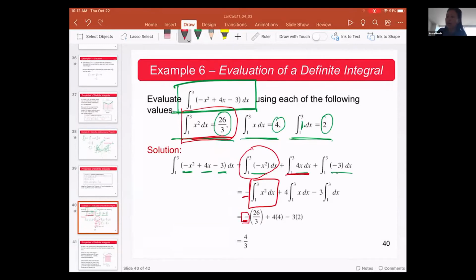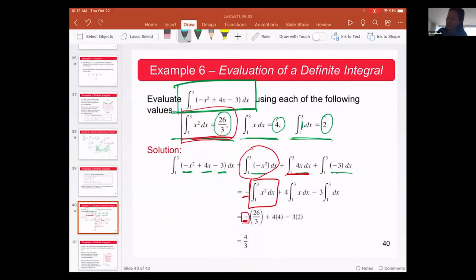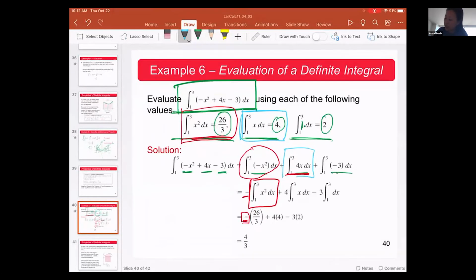This 4x, I can rewrite this problem like this. Okay, 4x, I can write down as 4 in front, then the x. This is exactly the same as that one. So that gives me 4. So I have 4 times 4. Next one.